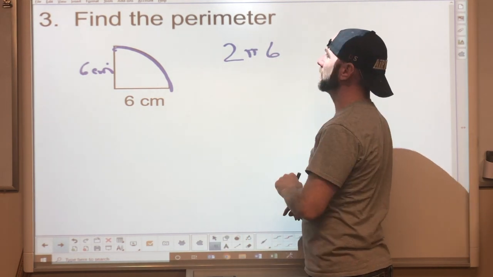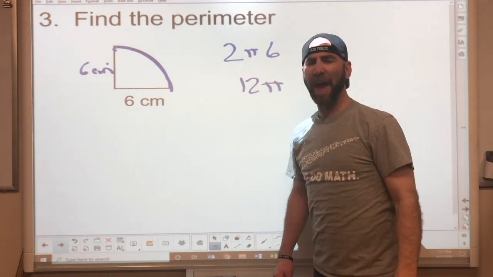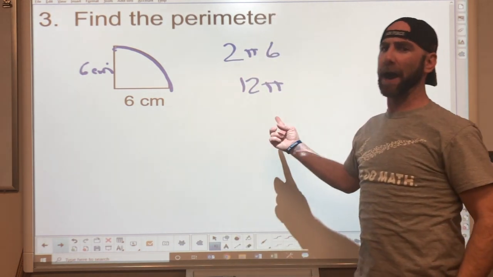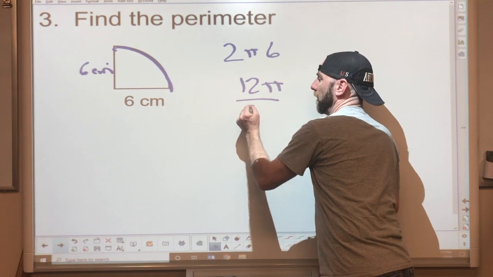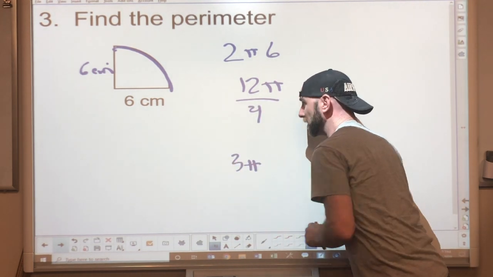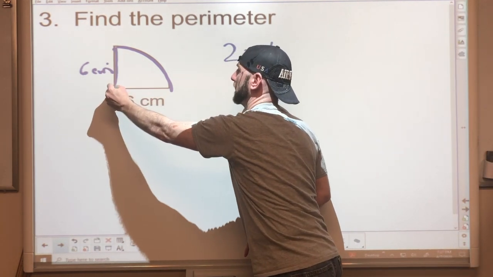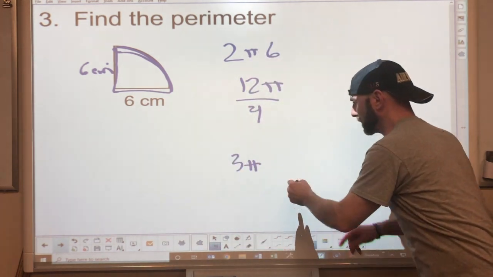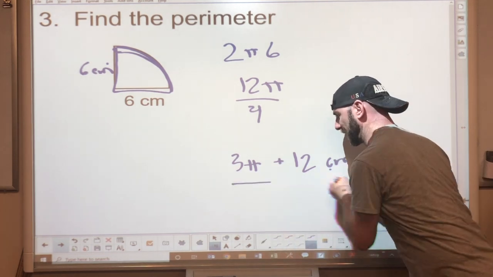is 6. That gives us 12 pi, but we don't have a full circle, we only have 1/4 of the circle, so divide this by 4. That gives us 3 pi. So the final answer is 6 plus 6 plus 3 pi. So 3 pi plus 12 centimeters.